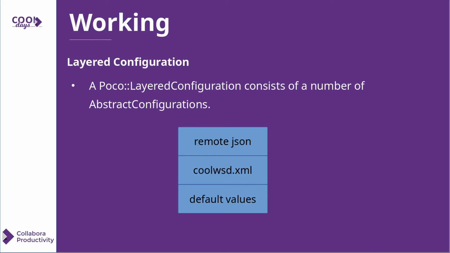In cool, the remote JSON has the highest priority. So when online searches for a key value pair, first it will search the layer formed by the remote configuration JSON. If it finds the key value pair, it will stop searching. Otherwise, it will go down to the other layer formed by coolwsd.xml.